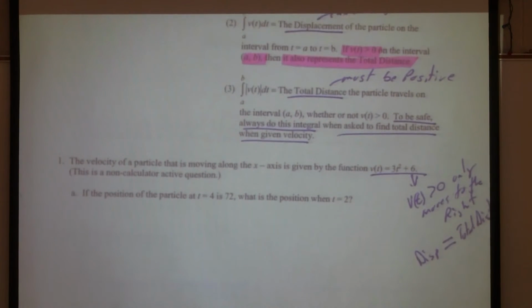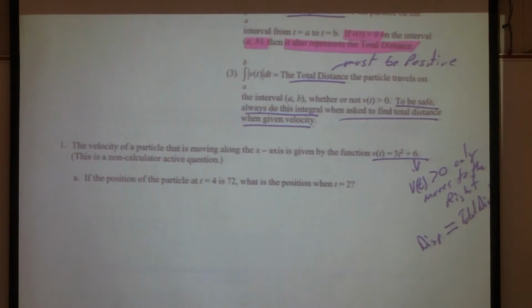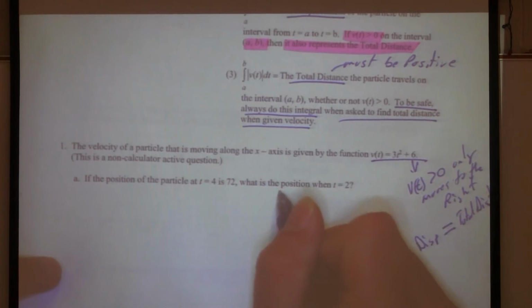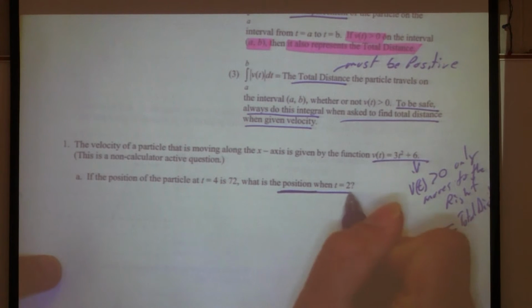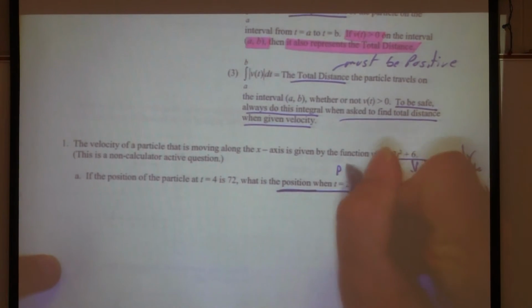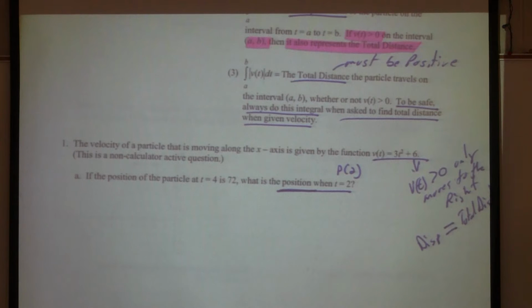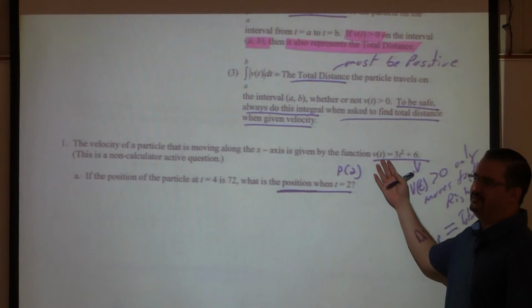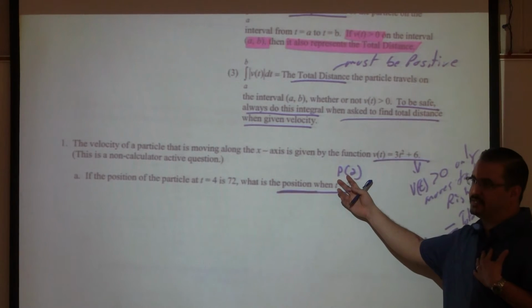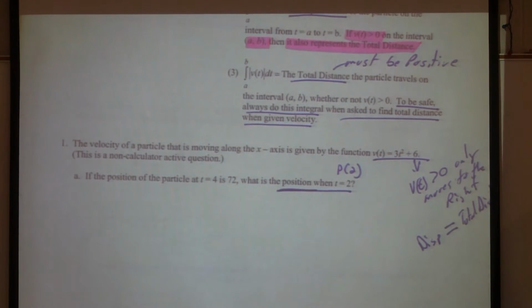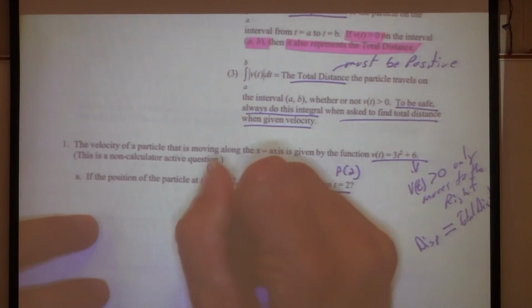If the position of the particle at t equals 4 is 72, what is the position at 2? Okay, so ask yourself, what is it that they want me to find? What are they asking me to find? Position when t equals 2, so that's p of 2. Do I have anything having to do with p here? No. I have the velocity, right? But I know that if I integrate velocity, I'll get the position function. So I know that I need to set up an integral, okay? I also know that p of what?